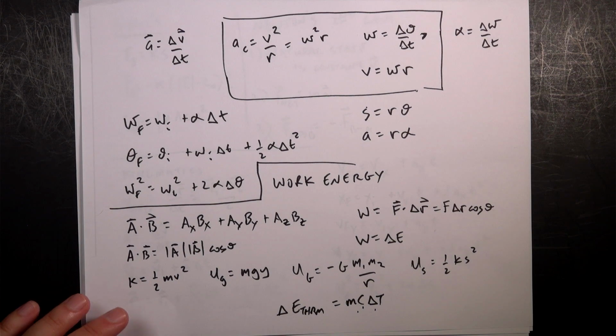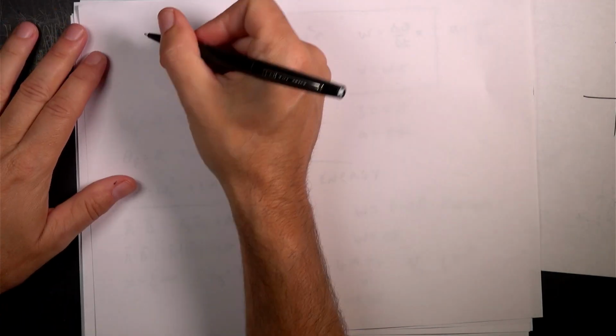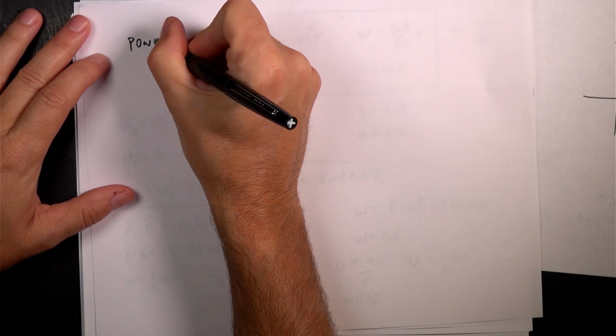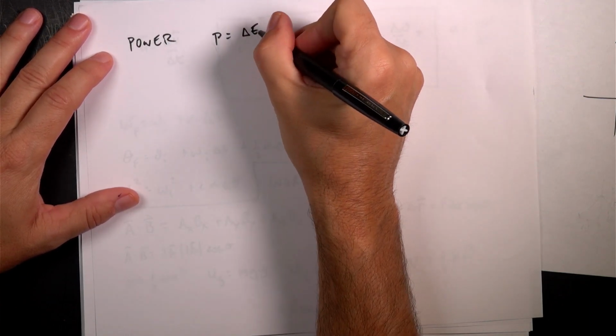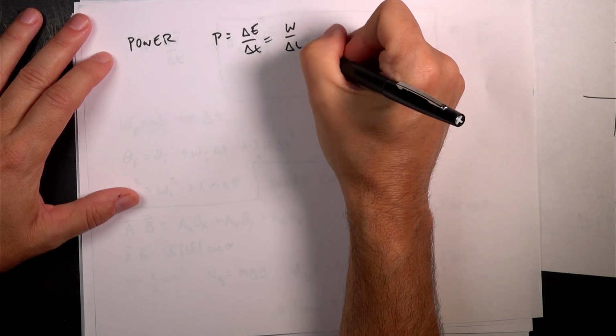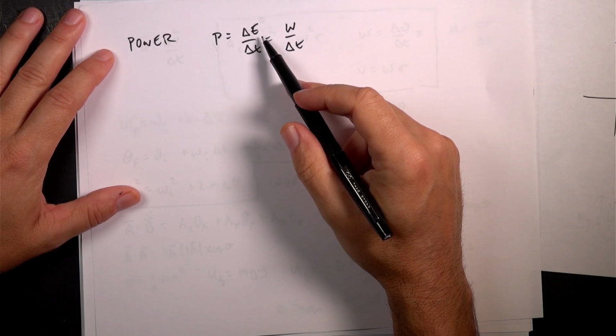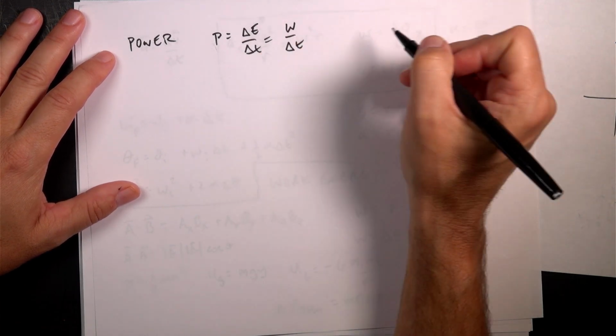Next, we have the definition of power. Power, P, is defined as the rate of change of energy or the rate of change of work. Right? So how fast the energy of a system changes. And if this is in joules and that's in seconds, this would be in watts.